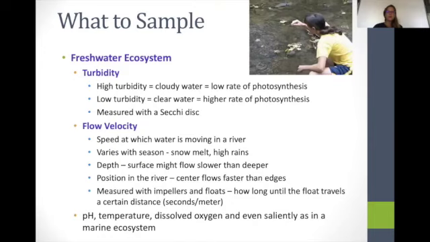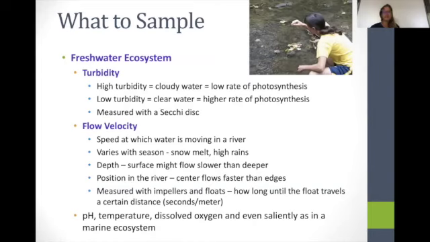In a freshwater ecosystem, we're going to measure turbidity. Turbidity, how cloudy is the water? If the water is really cloudy, because you have high turbidity, you have low amounts of photosynthesis. Vice versa, low turbidity, clear water, high rate of photosynthesis. And we're going to measure this with a Secchi disc. It's a round disc, and it's got black and white triangles on it. And you drop it in, and the point at which you can no longer distinguish between the light and the dark spaces on this disc, that's where your turbidity is the highest.